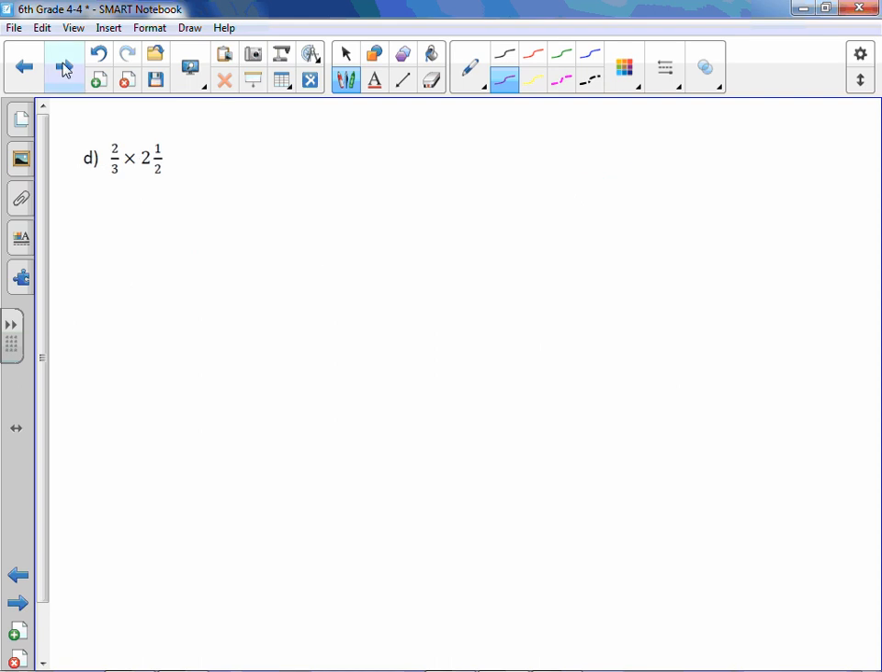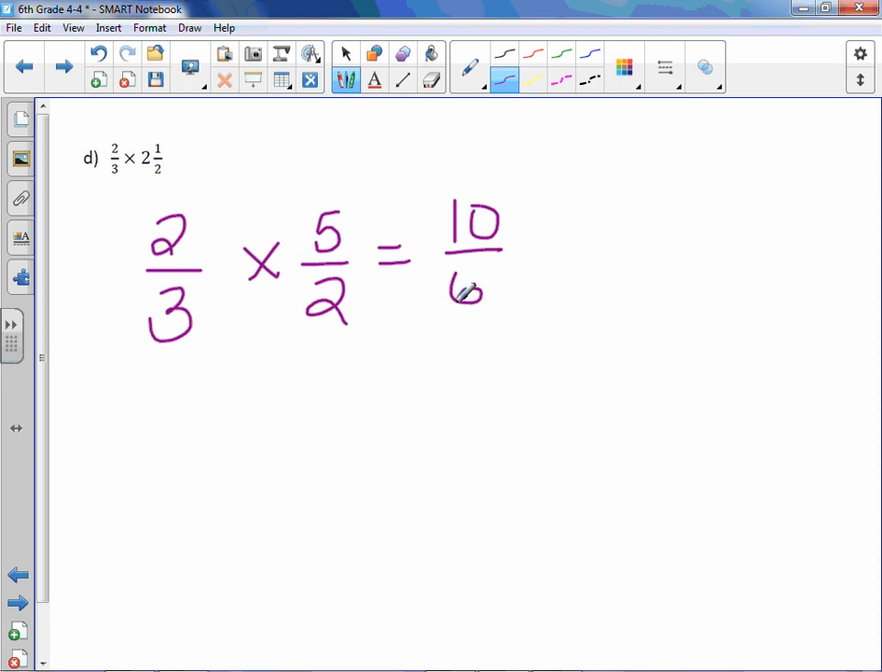Letter D. 2/3 times 2 1/2. 2 times 2 is 4, plus 1 is 5. So 5/2 times 2/3, which equals 10/6. As a mixed number that would be 1 and 4/6. But I can reduce that by dividing by 2, and I get 1 and 2/3.